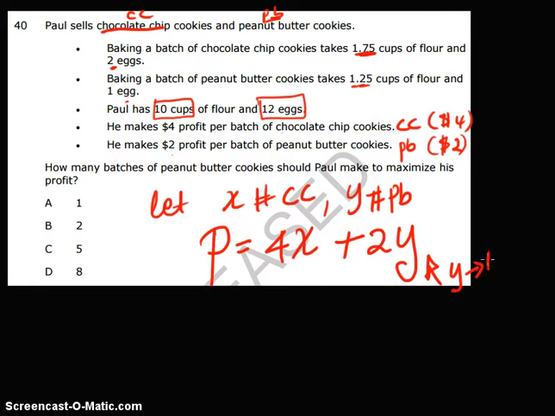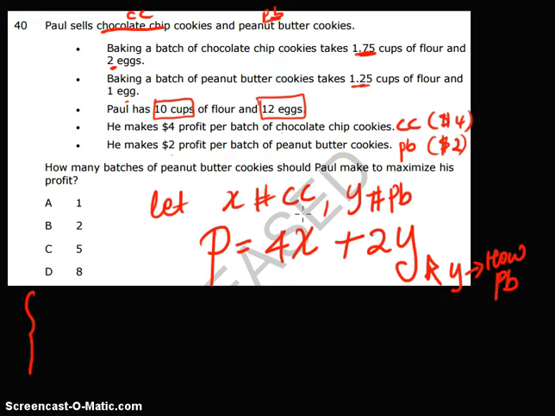How many batches of peanut butter cookies can he sell to maximize profit? We can try this one by plugging these values in. There are a couple of methods we can use. We can use systems of linear inequalities and linear programming to find the location of these points, then plug those coordinates back in and see the one that gives us the highest value. But we're going to end up with equations like this one.